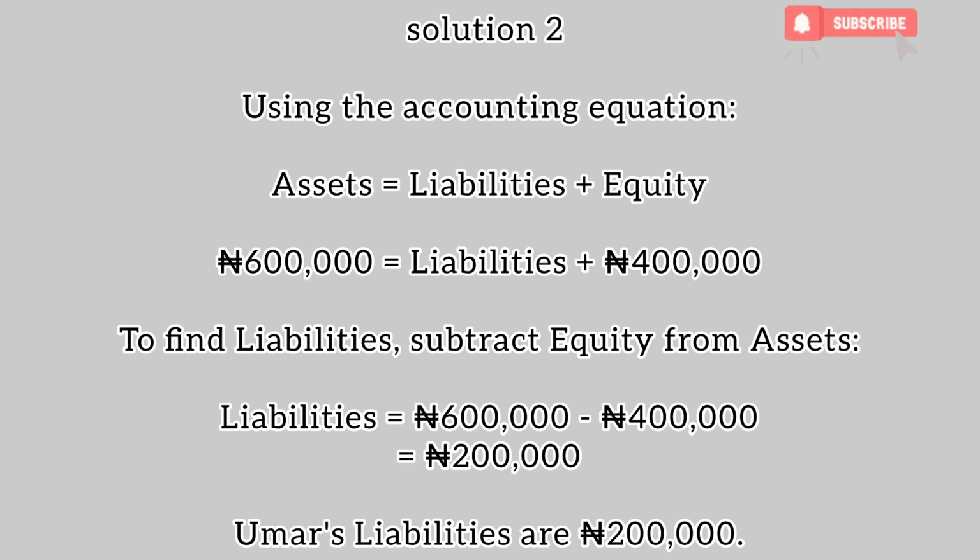by subtracting equity from assets and making liabilities the subject of the formula. That is, liabilities equals assets minus equity. So liabilities equals 600,000 naira assets minus 400,000 naira equity, which equals 200,000 naira. Therefore, Umar's liabilities are 200,000 naira. Let's move to example 3.